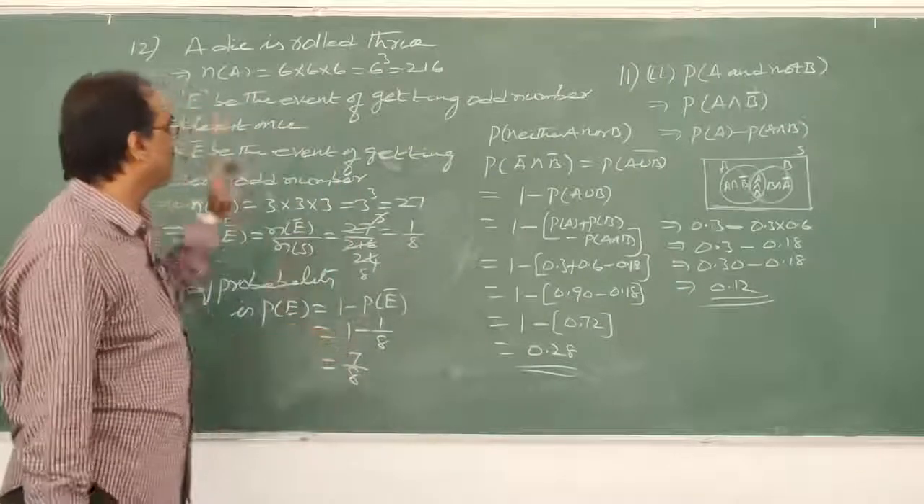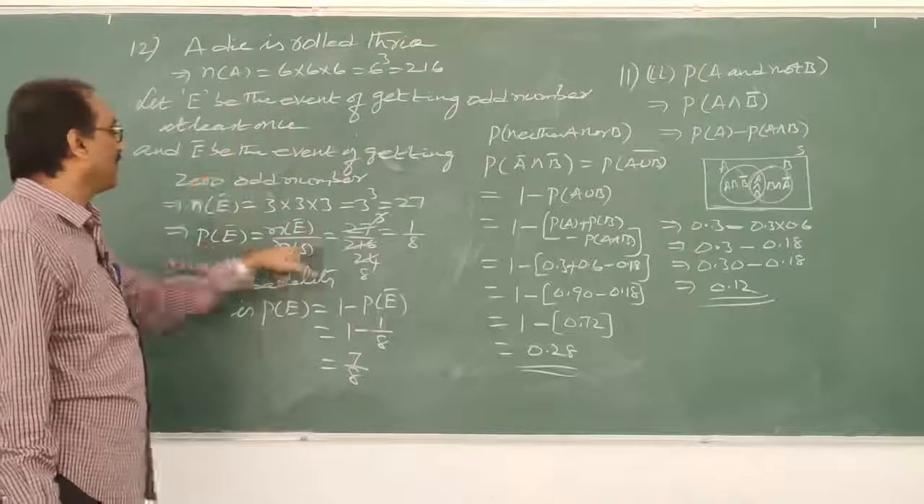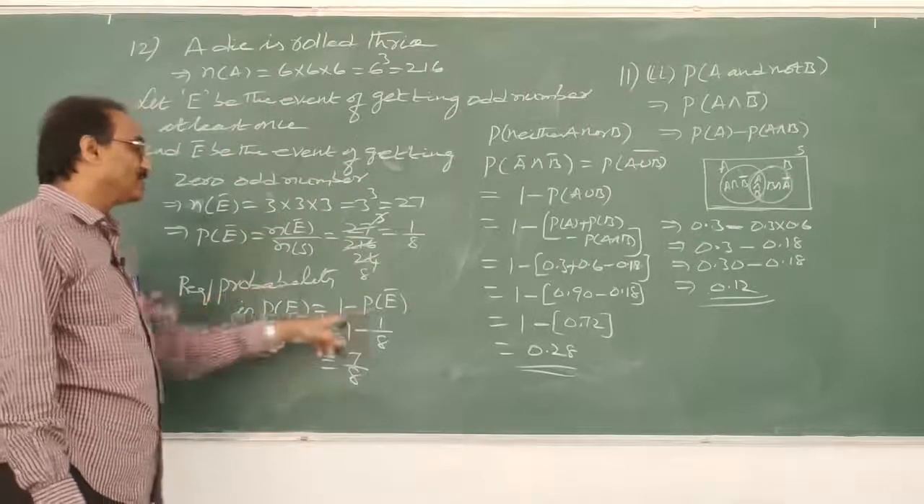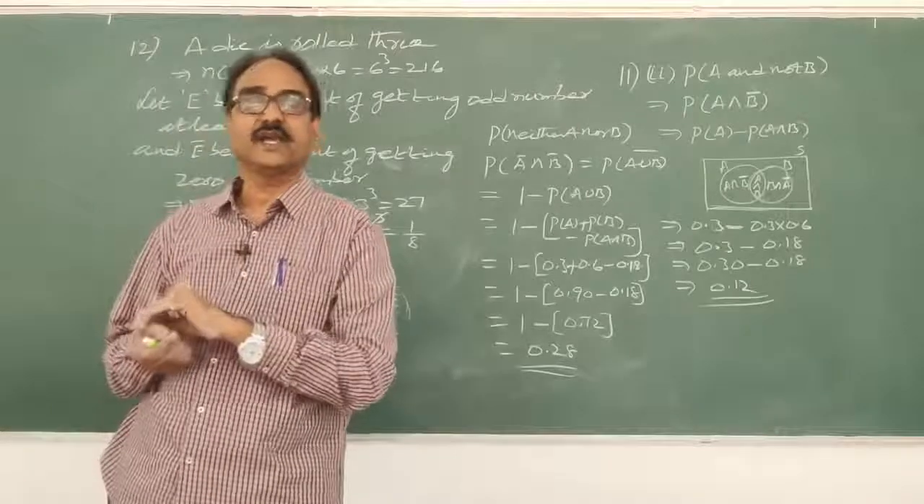So that's why, whenever you want to find this, I immediately go for the complement of it. I find the complement probability. Finally I want P of E, which is nothing but 1 minus P of E bar. I got it in a very simple manner. That is how we have to think and we have to do.